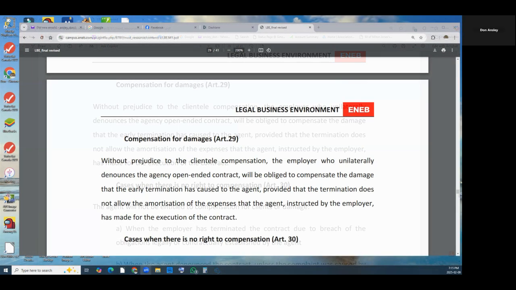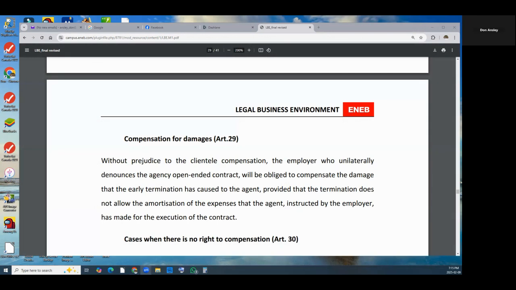The employer who unilaterally denounces the agent's open-ended contract will be obliged to compensate the damage that the earlier termination has caused to the agent, provided that the termination does not allow the amortization of the expenses that the agent, instructed by the employer, has made for the execution of the contract.